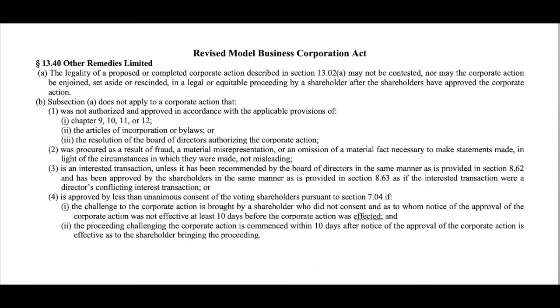Subparagraph 2, if the thing was procured by fraud, appraisal not exclusive. You can challenge the fraud. Subsection 3, if it's an interested transaction, generally speaking, appraisal is not exclusive. So if somebody involved had a conflict of interest. And then finally, subsection 4 isn't really very important for us. Okay, so that is the appraisal remedy.